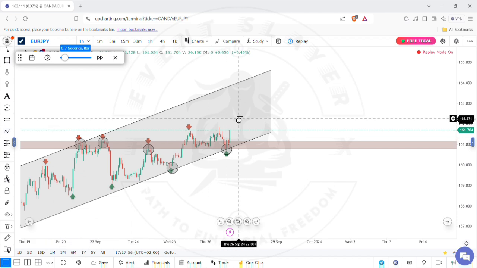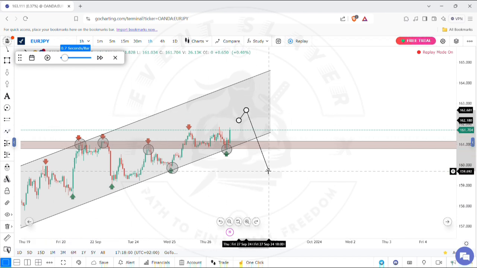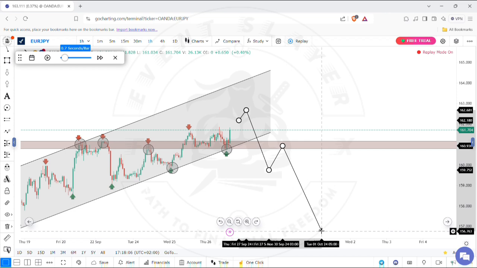Or, the market can buy a little, then instead of testing this area, it breaks through it, comes back to retest it, then changes its trend to downtrend. That's where we look for selling opportunities.